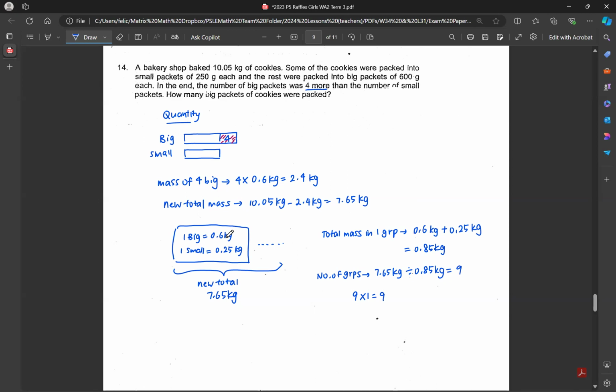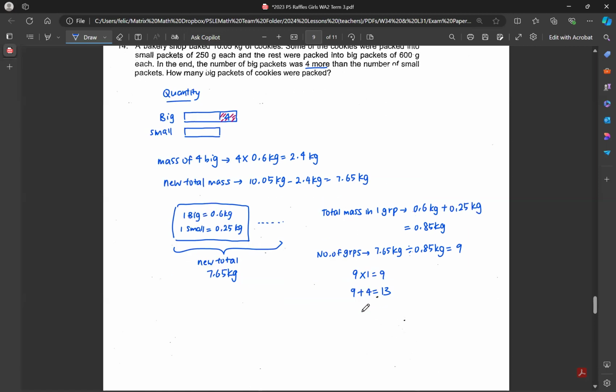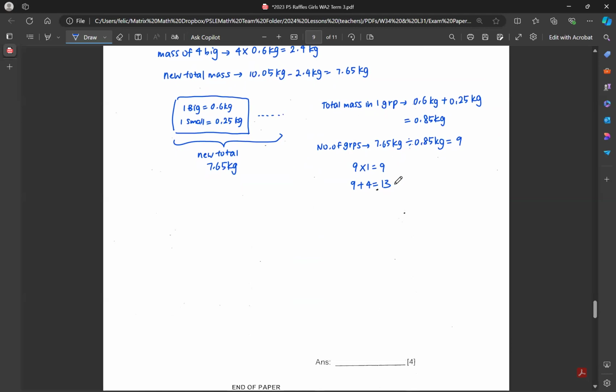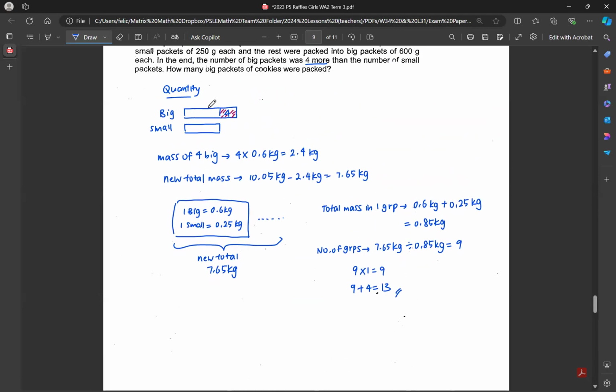All right. Now, don't stop there because looking back at what you get rid of earlier, remember just now earlier we get rid of 4 big packets. So that's why from here you have to plus back the 4 packets that you get rid of. If the question asks for how many small packets, then you don't have to do this plus 4. All right. So that's it. This is your answer. 13 big packets. 13 big packets are not 13 kg. 4-mark question, important concept. Okay, so getting rid of extra quantity, then you apply grouping from there.